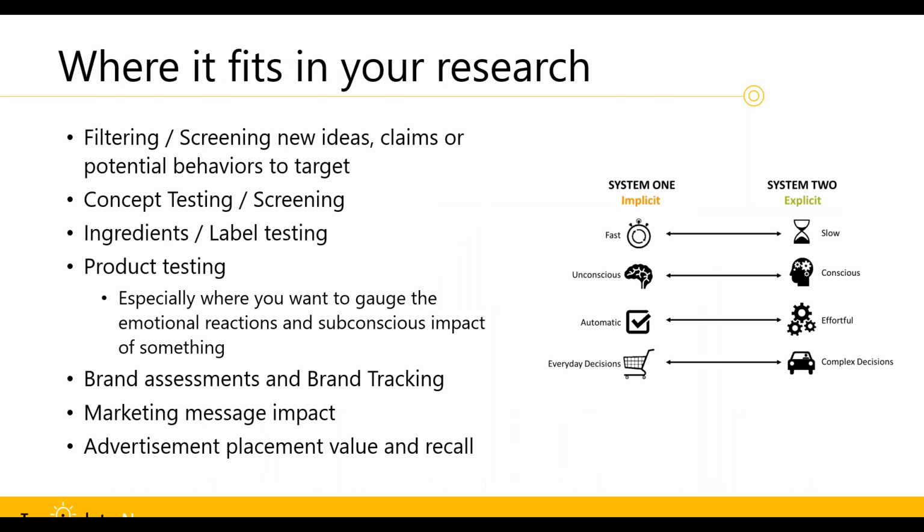Okay. So where does this fit in your research? Implicit, explicit testing can fit lots of different ways. Showed a few examples here. It fits in filtering and screening new ideas, claims, potential behaviors you want to target. It fits in concept testing, concept screening. You just have to set the context and the time calculations up differently for those bigger concepts. Ingredients label testing, of course, we're doing that a lot with our clean label group.